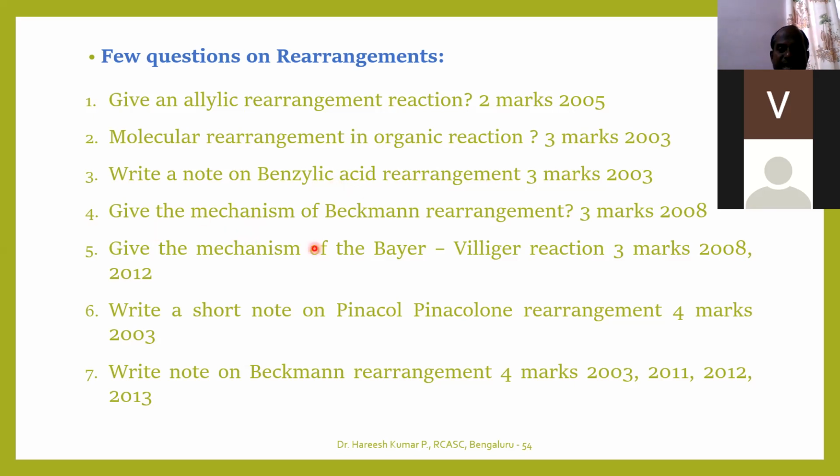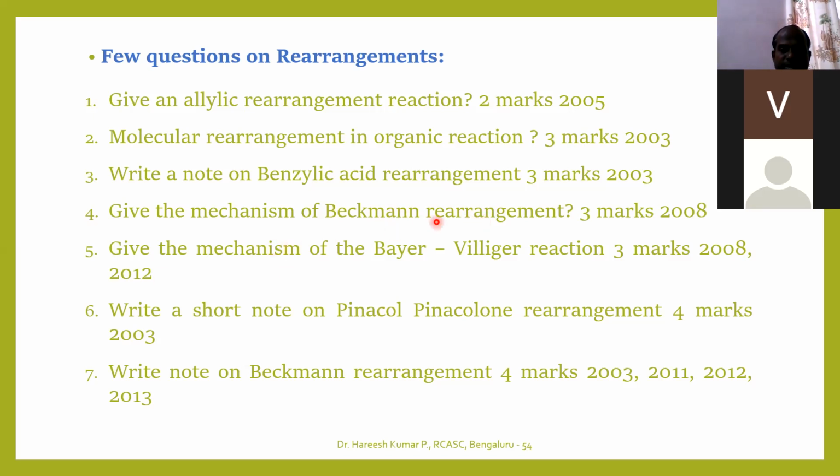Then, give the mechanism of Beckmann rearrangement. Beckmann is the reaction used to convert an oxime into a substituted amide. These reactions are catalyzed by acids such as thionyl chloride, phosphorus oxychloride, phosphorus pentachloride. One more question is also asked based on the Beckmann rearrangement: how do you convert an oxime into an amide? Oxime into amide is nothing but a Beckmann rearrangement, that you need to remember.